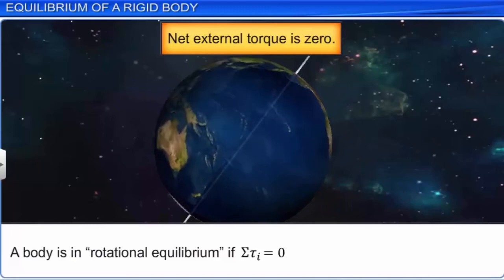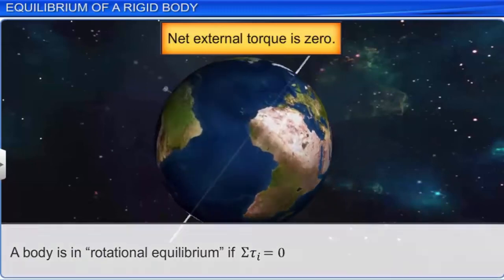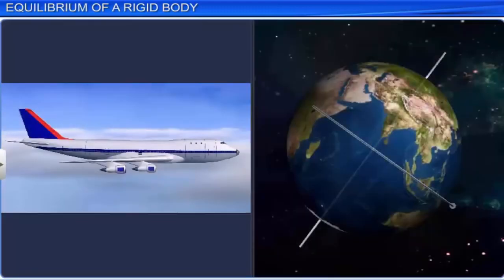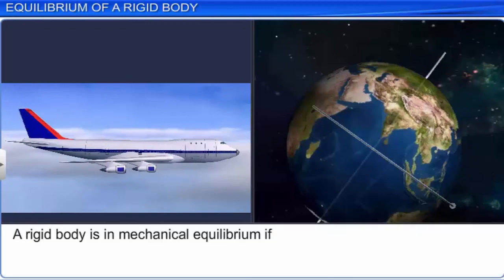Using this understanding, we can list the conditions for a rigid body to be in mechanical equilibrium. A rigid body is said to be in mechanical equilibrium when the net external force and the net external torque acting on it is zero. That means a rigid body is in mechanical equilibrium if sigma Fi is equal to 0 and sigma tau i is equal to 0.